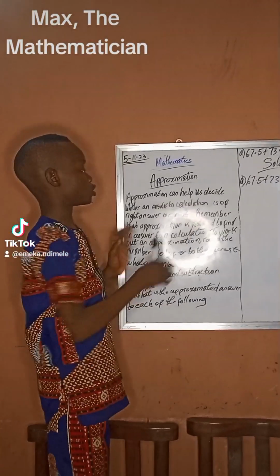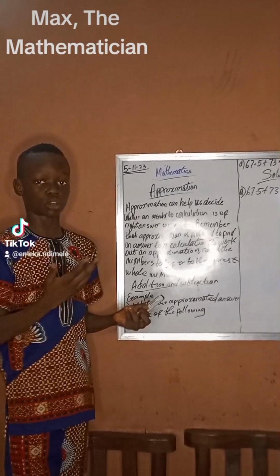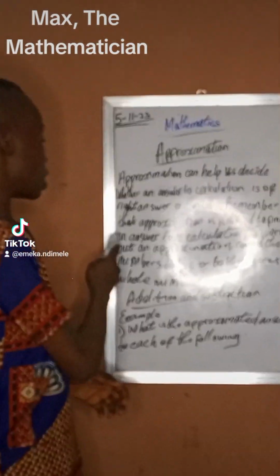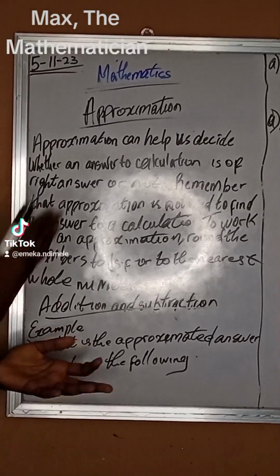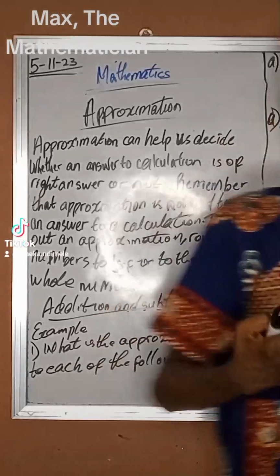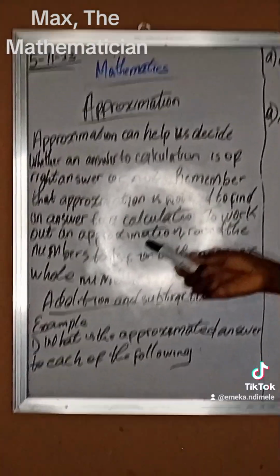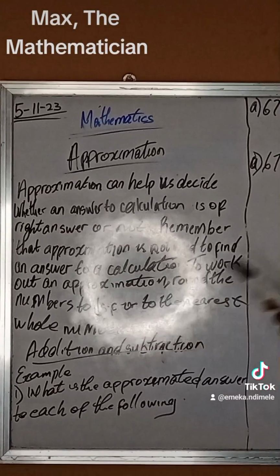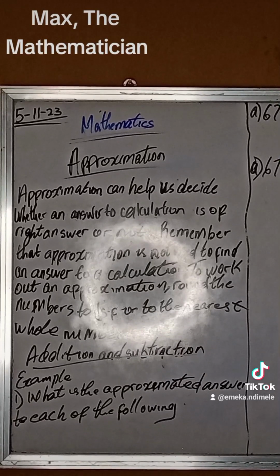The topic is approximation. Approximation can help us to decide whether an answer to a calculation is the right answer or not. Remember that approximation is not used to find the accurate answer to a calculation. To work out an approximation, round the numbers to either one significant figure or whole number.